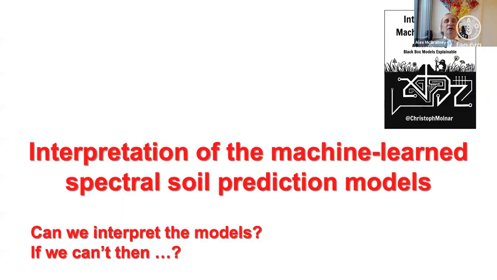And really, the question I have is about the interpretation of machine-learned soil spectral prediction models. Can we interpret the models? If we look at these models, can we interpret what they're telling us? And if we can't interpret the models, what do we understand about the relationship between the spectra and the soil properties? That's not just a philosophical question, it's a scientific question, and I think we need to think deeply about it. Next slide.